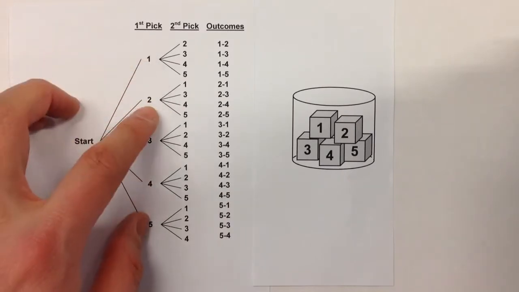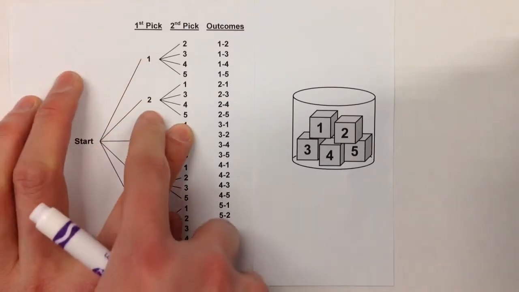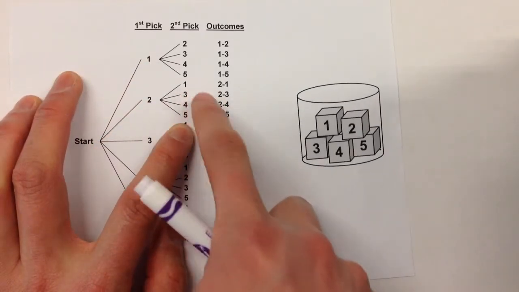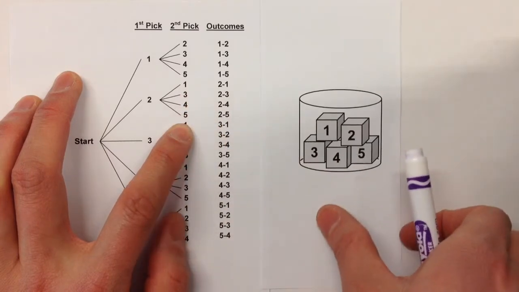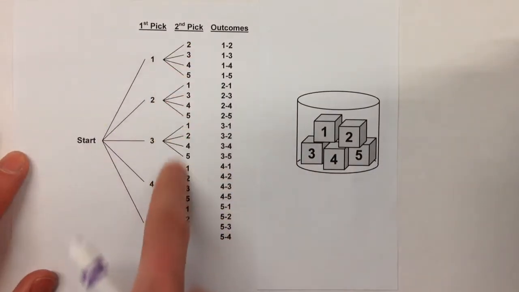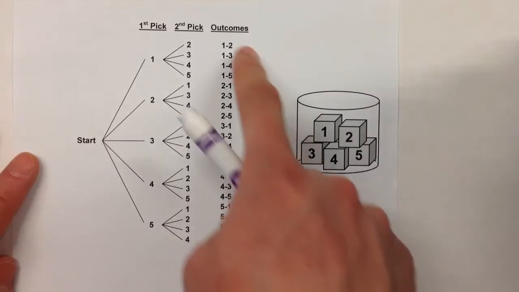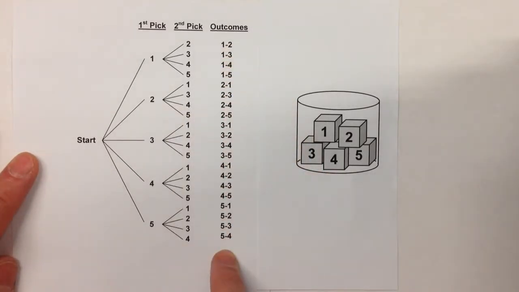Similarly, if we had picked cube 2, we only have cubes 1, 3, 4, and 5 to choose from. And so on until it's all filled out. And there's the list of all the possible outcomes that could happen from the scenario.